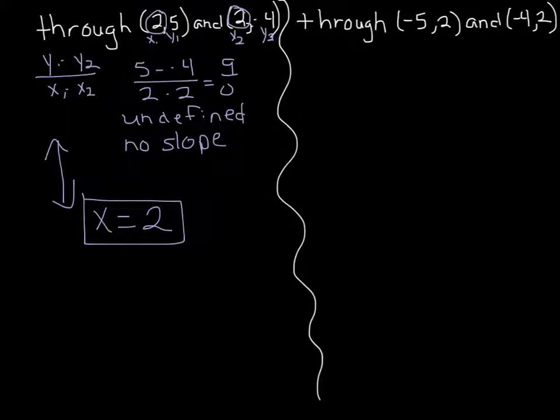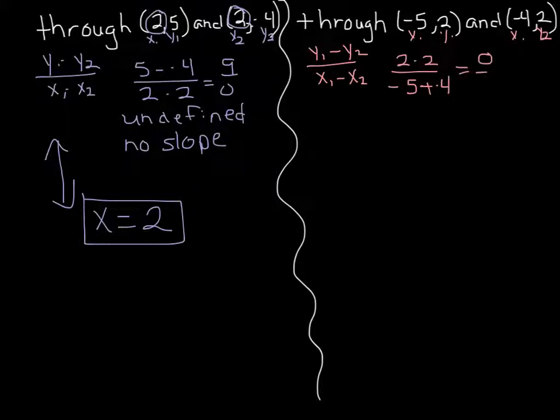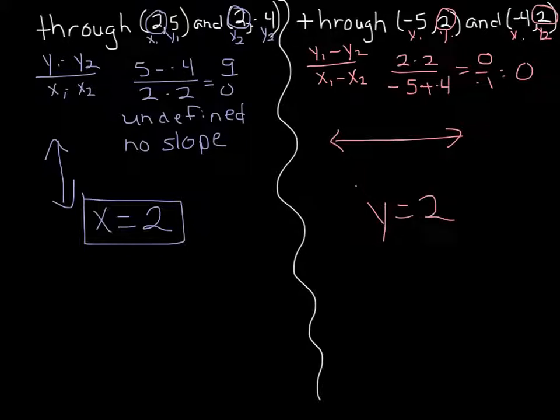Okay, and for this next example, same thing, we want to do y1 minus y2 over x1 minus x2. So the y's are 2, and the x's are negative 5 and negative 4, which becomes plus. So you get 0 over negative 1, which is 0. So that means it's a horizontal line, and it's a y equals. Look at both of these points, and you can see y equals 2.